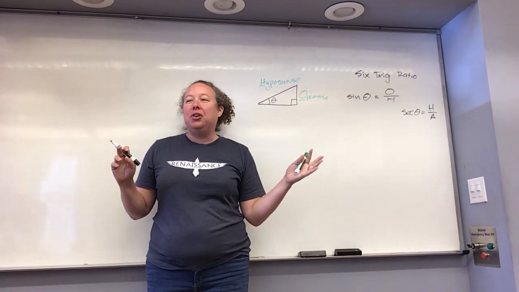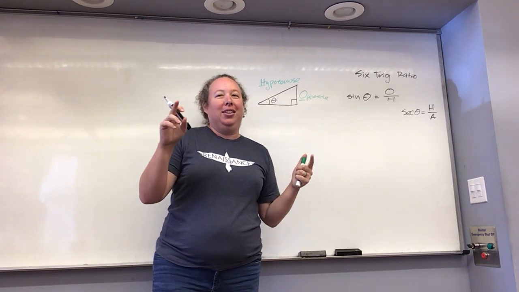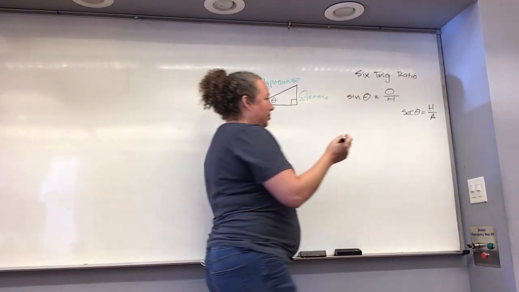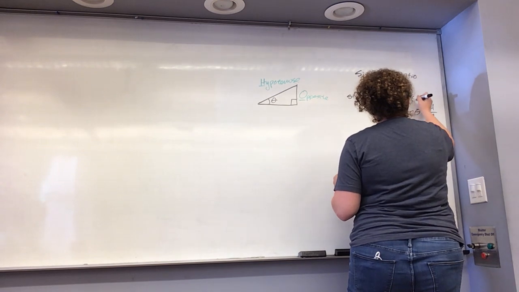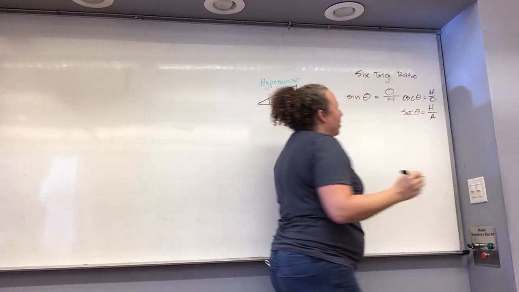Okay, good. So we've got 2 where there are 6 of them. Who can give me another? Yes, Taylor. Cosecant, hypotenuse over opposite. So cosecant is hypotenuse over opposite.